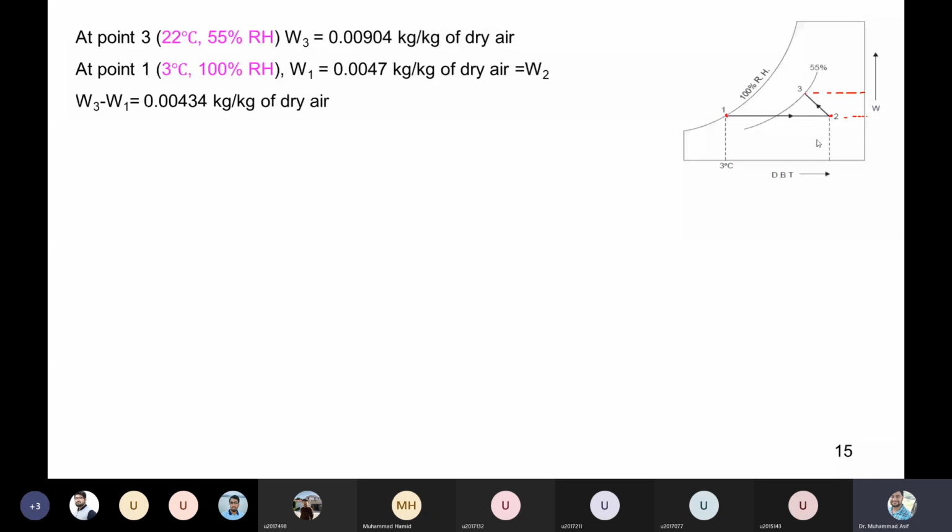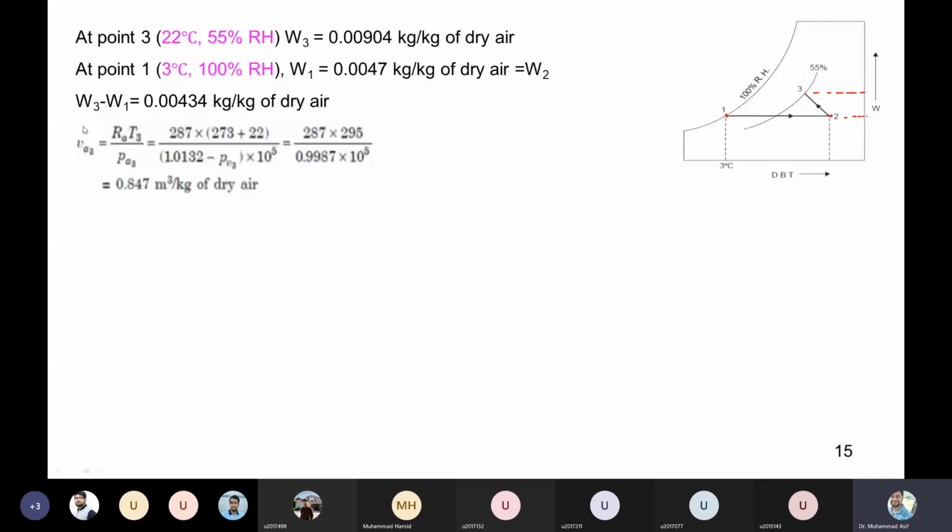So the difference, W3 minus W2, or because W2 is equal to W1, W3 minus W1, is the difference of the omega. And then since we need to figure out the mass of the water vapor per cubic meter of the dry air, that means we have to figure out the volume of the dry air.